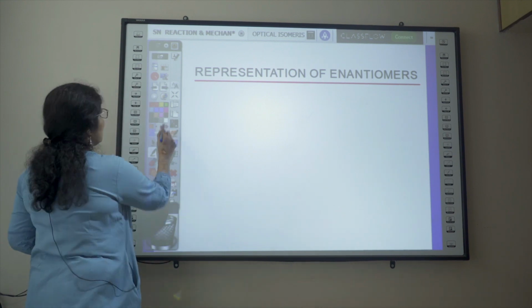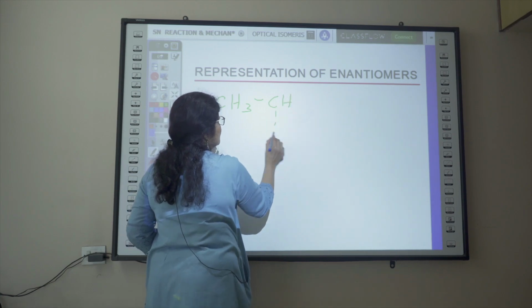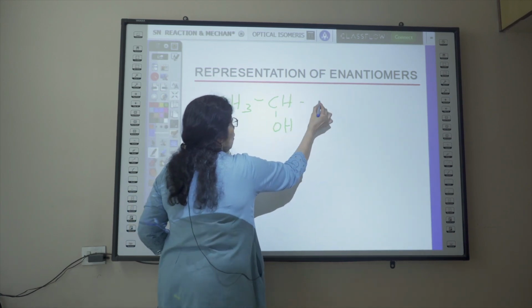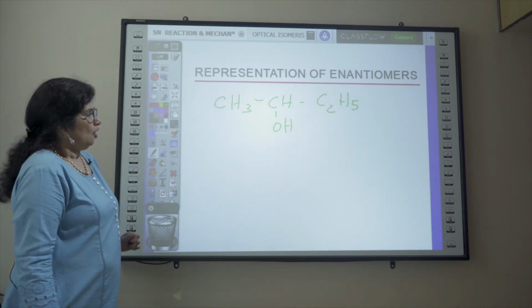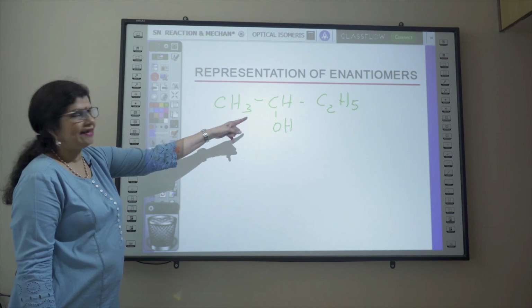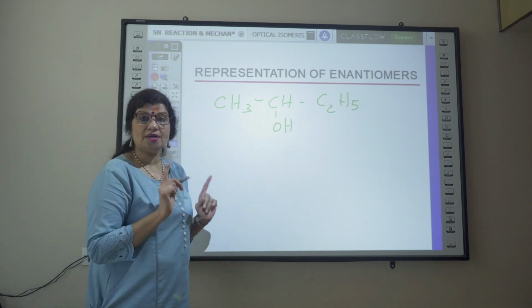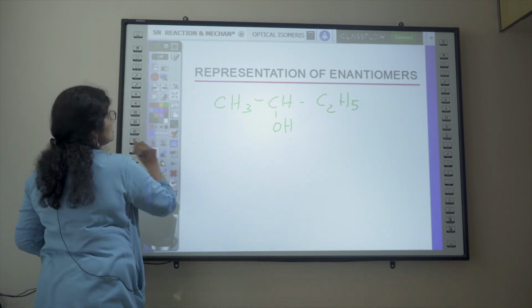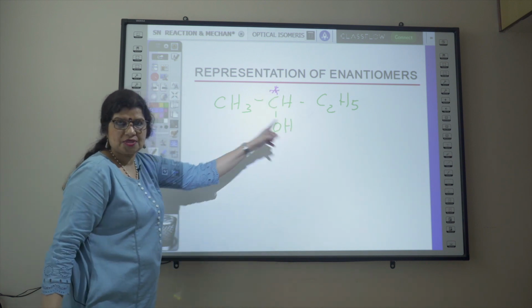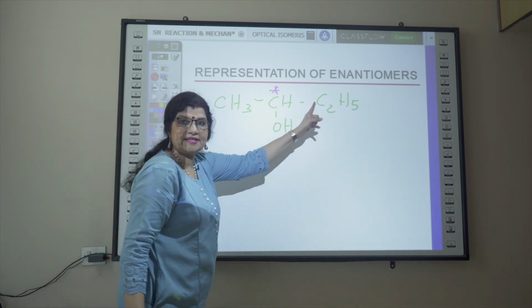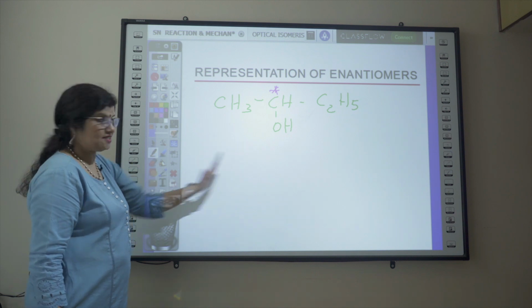Let's take the example of lactic acid or any other compound. Let's take the example of CH3, COOH, or we can have C2H5. So it's not lactic acid, another compound. This is butan-2-ol. Now look out whether there is an asymmetric carbon or a chiral carbon in this compound. So you notice that this carbon atom is asymmetric, bonded to 4 different groups: a methyl, a hydrogen, an OH, and a C2H5 group. Let's now represent it by the wedge and the dash representations.